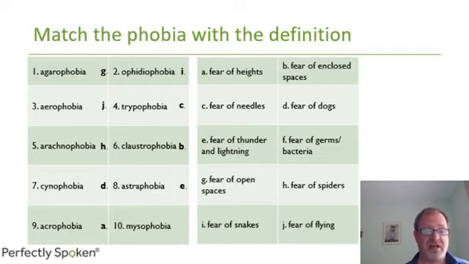Number 9, acrophobia. Acrophobia is a fear of heights. If you go to the top of, I don't know, the Empire State Building, or in Dubai, the Burj Khalifa, the tallest building in the world, it might not be a good idea to look down, certainly not if you suffer from acrophobia.